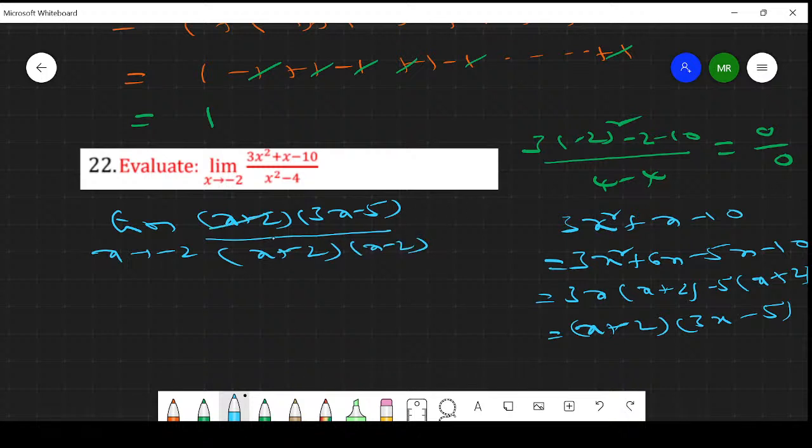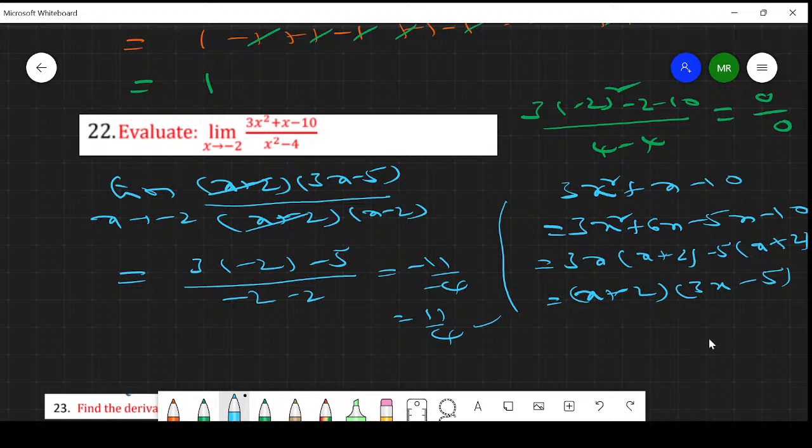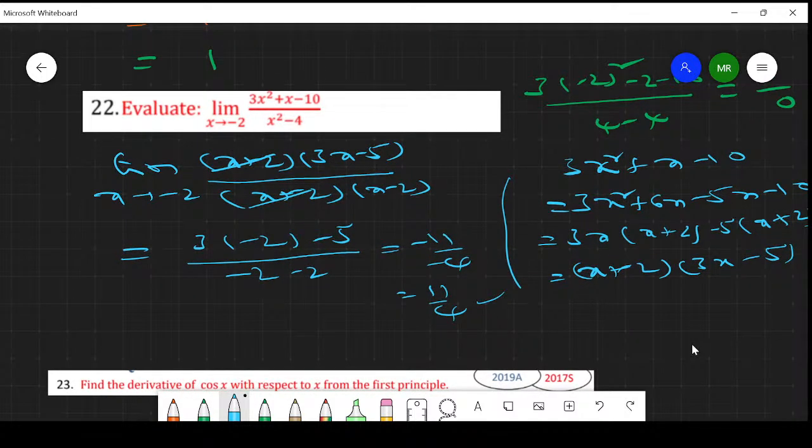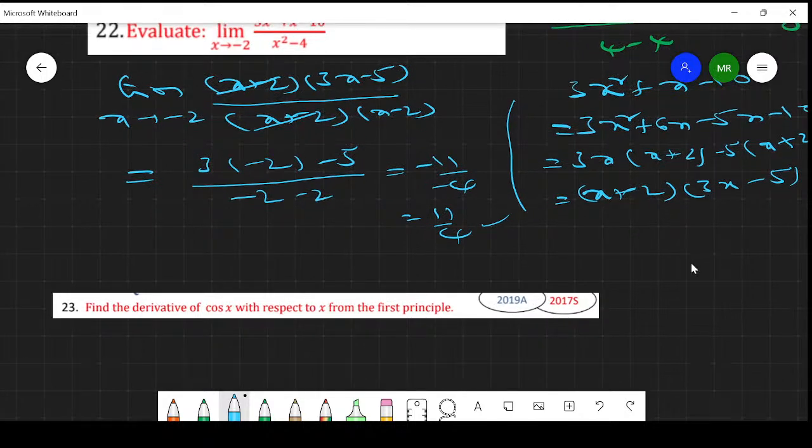Now I can eliminate x plus 2, the common factor, and substitute the limit: 3 into minus 2 minus 5, by minus 2 minus 2. So minus 6 minus 5 is minus 11, by minus 4, it comes 11 by 4. The answer is 11 by 4. You can simplify like this. Simple one: if we get 0 by 0, find the factors of the numerator and denominator, eliminate the common factor, then substitute the limit, and we get 11 by 4.